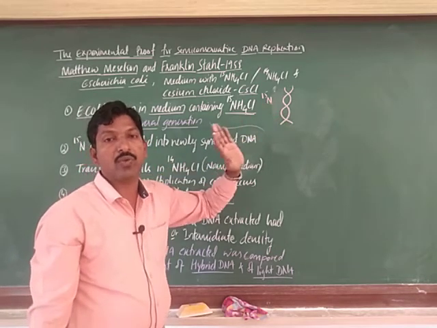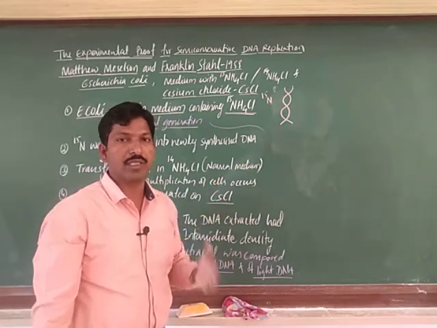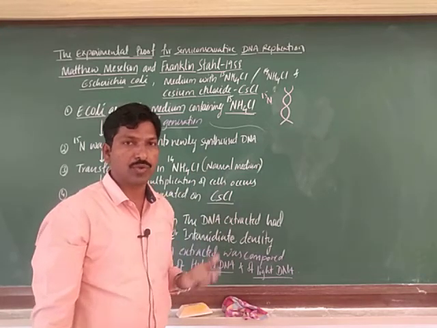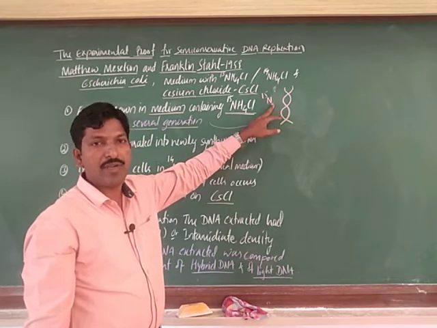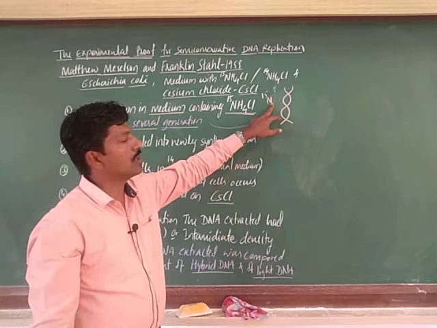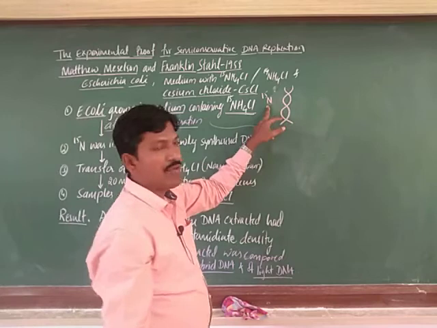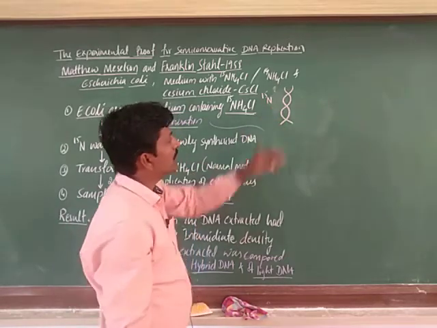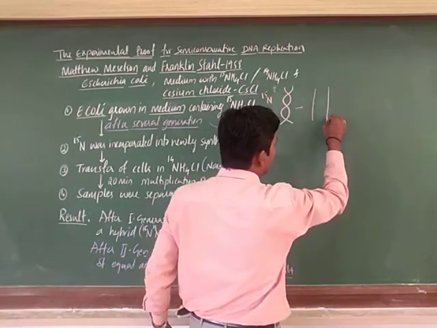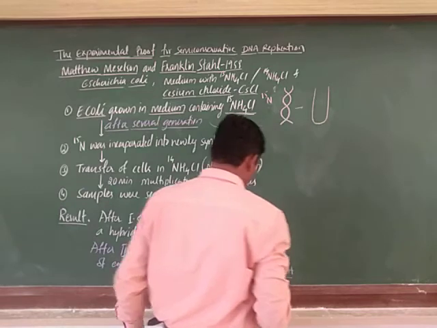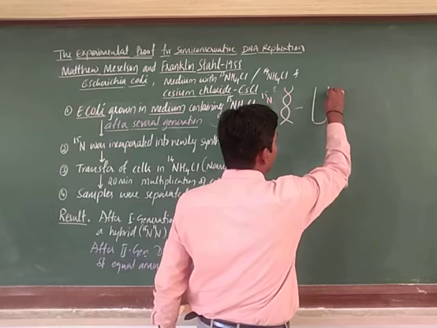It is not a radioactive isotope, remember. Another experiment may be done by other scientists with a radioactive isotope, but here it is a heavy isotope of nitrogen. So after several generations, these strands contain the heavy isotope of nitrogen. Now these cells are centrifuged. You can consider it as a test tube here.